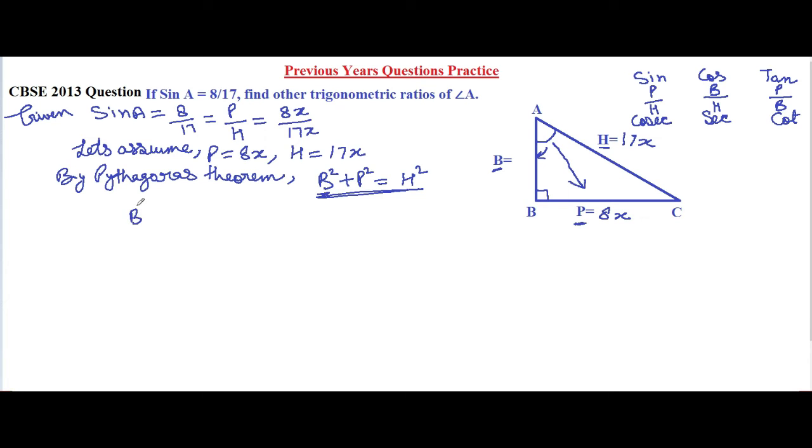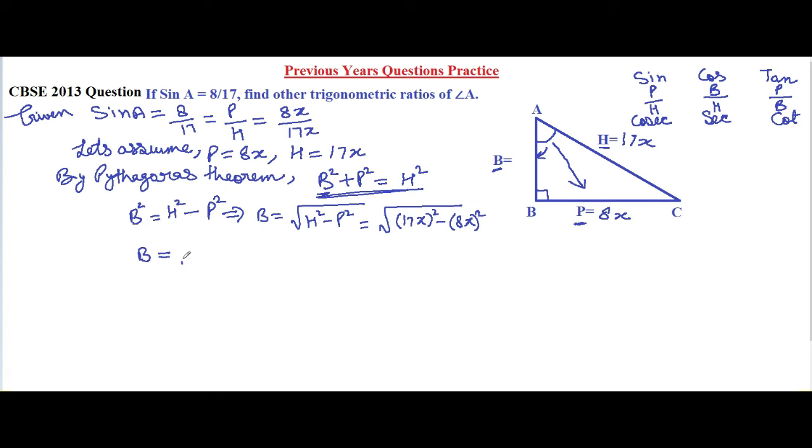So b square would be h square minus p square, and from here we can say that b is equals to the square root of h square minus p square. Now we can simply place the values. H is 17x, so we place 17x whole square minus p is 8x, so we simply place 8x square. Now we can solve it.